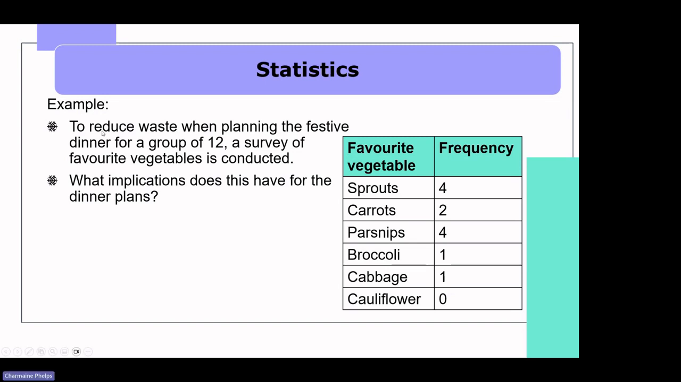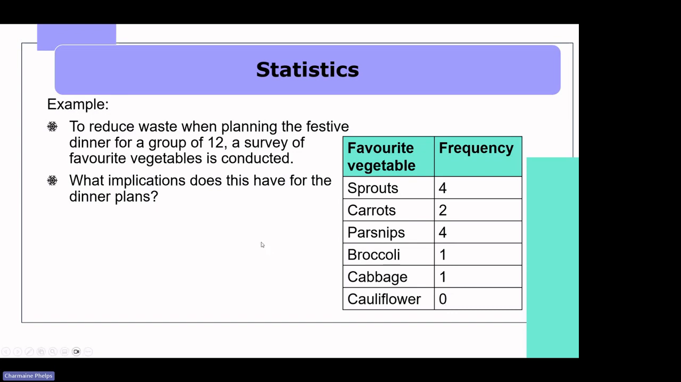So I could make the decision, since I want to reduce waste, that since sprouts and parsnips are the 2 modal values, because they appear most, I'm only going to cook sprouts and parsnips. I'm definitely not going to bother with cauliflower. That's nobody's favourite. Why would I bother with that?